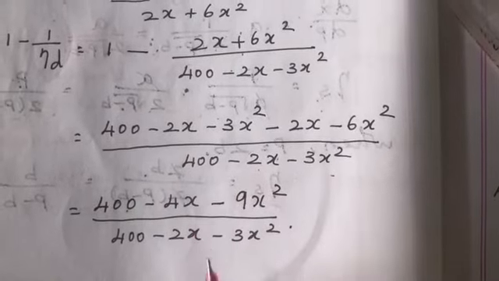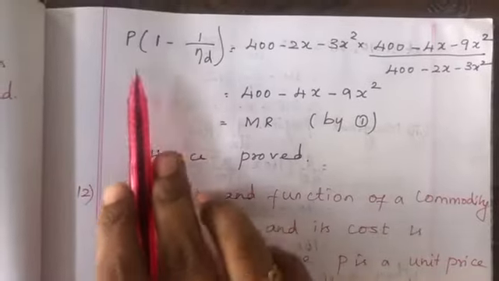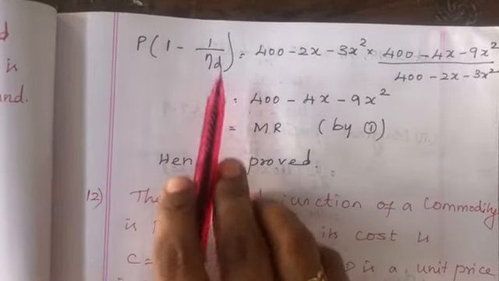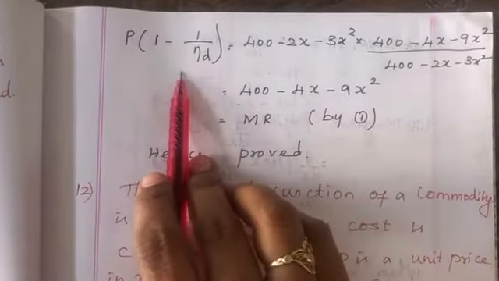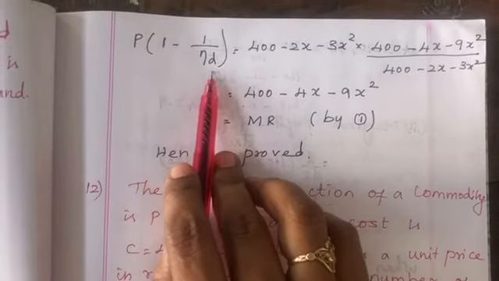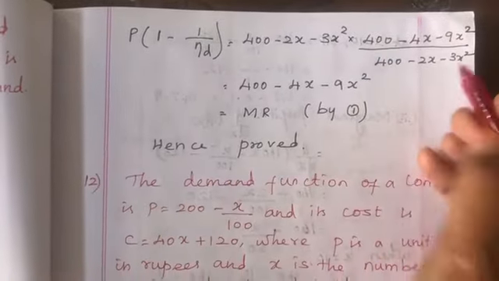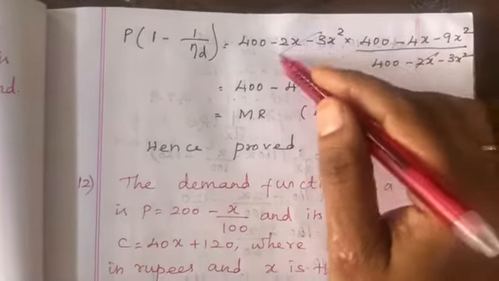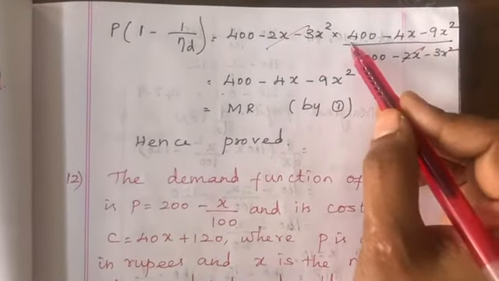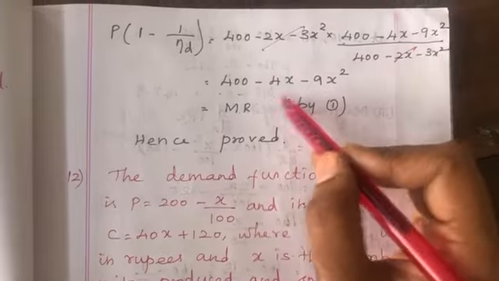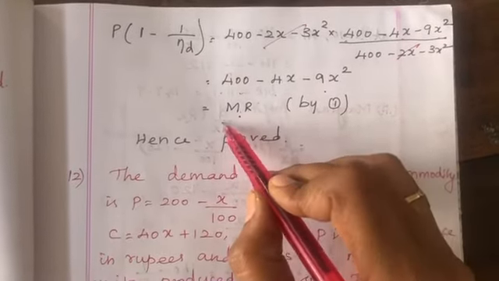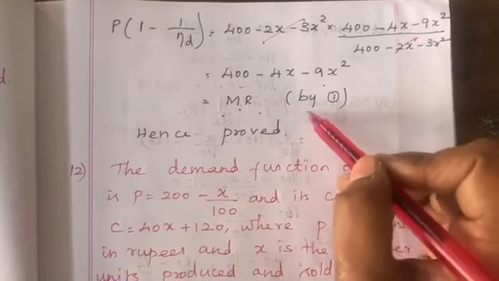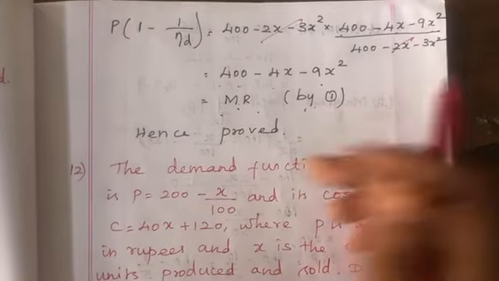Denominator remains as it is. So P into 1 minus 1 by eta D. So P multiplies with it. Now we have found 1 minus 1 by eta D. When we substitute that expression, the denominator and P will get cancelled. So we are left with 400 minus 4x minus 9x square. That is our marginal revenue, the same as the one we found. Okay, hence we have proved the expression. It is an important question.